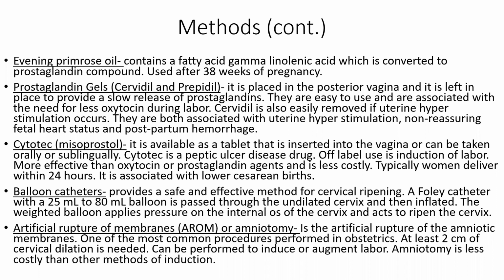Prostaglandin gels, Cervidil and Prepidil. It could be placed in the posterior vagina and is left in to provide a really slow release. They're easy to use and associated with the need for less oxytocin during the laboring process.